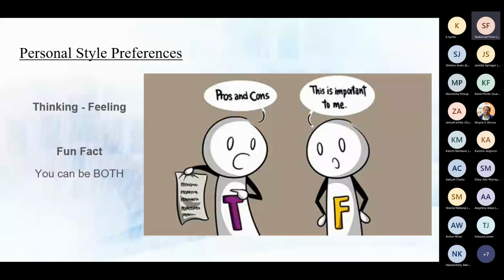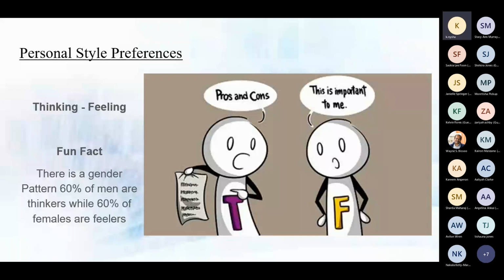Okay. So some fun facts about thinkers and feelers. Any person could be both a thinker and a feeler. It all depends on the given situation at hand. Another fun fact is that for this particular type, there's also a pattern based on gender. The pattern is 60% of men are thinkers, while 60% of women are feelers. So those are just two fun facts about thinkers and feelers.